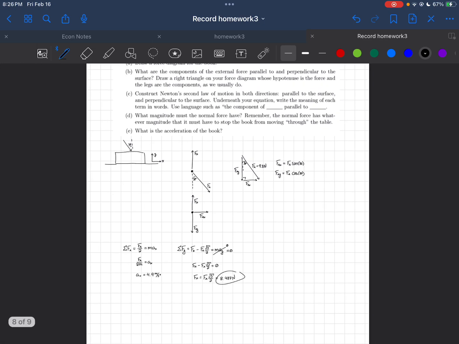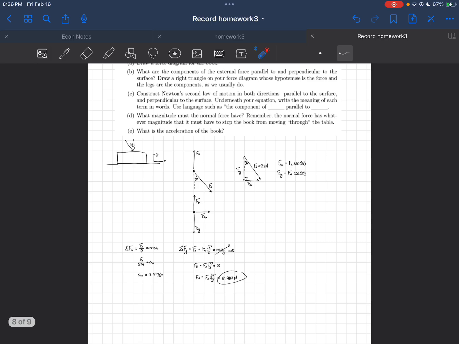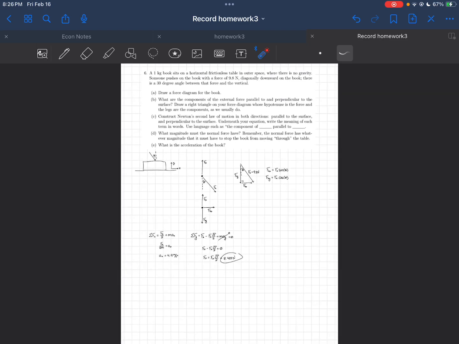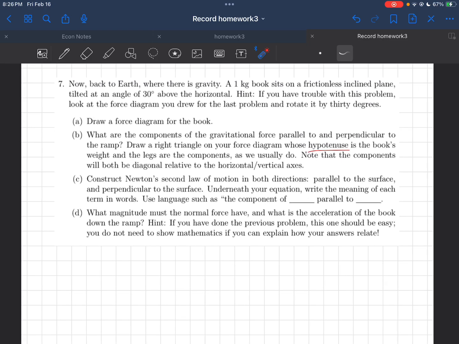Okay. Not too bad, just the same procedure we've been doing. Draw your force diagram, break things into components, figure out what's going in what direction, Newton's second law, algebra. It's going to be the same procedure when we go on to this version.